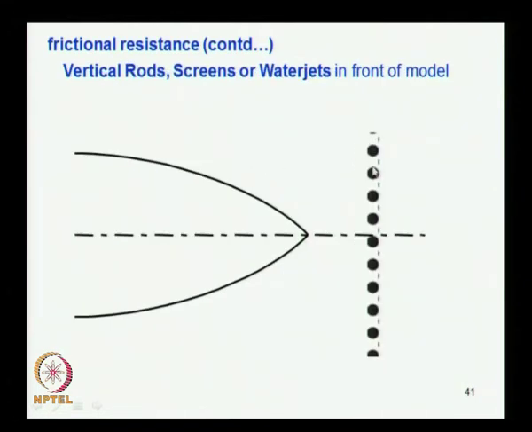Next, similarly, you put an array of small rods. Again, when the flow passes through that, there will be flow separation and turbulence created. Or maybe a screen of water jets. You just put a small water jet screen in front, which also induces turbulence. So the whole model will be in the turbulence region.